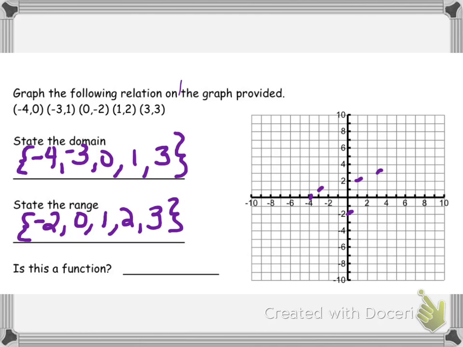Our final question is, is this a function? Think to yourself. Remember the definition of a function. A function is a special relation in which every element in the domain is matched with only one element in the range. Is that the case here? Hopefully, your answer is yes.